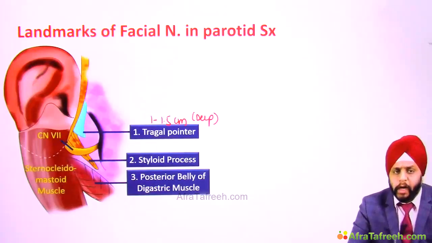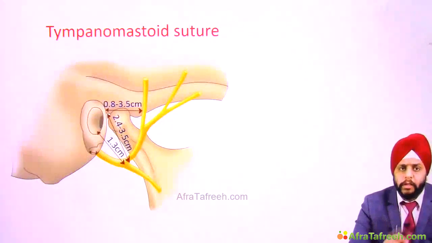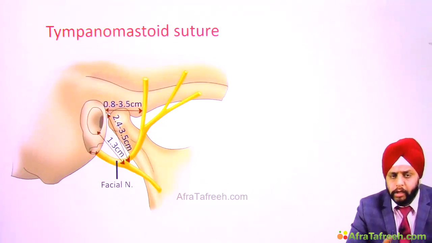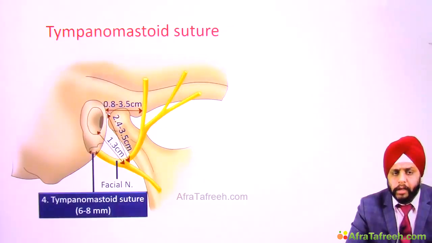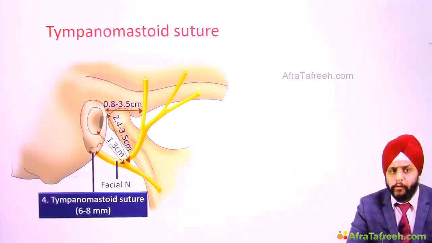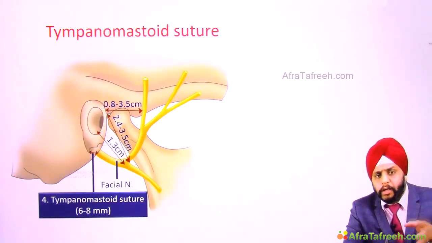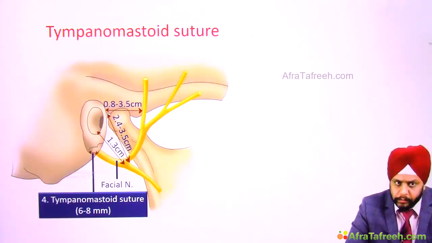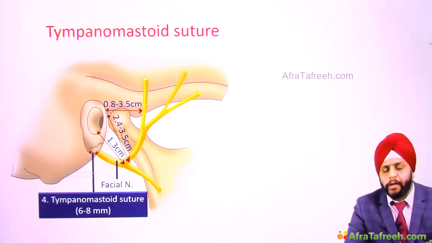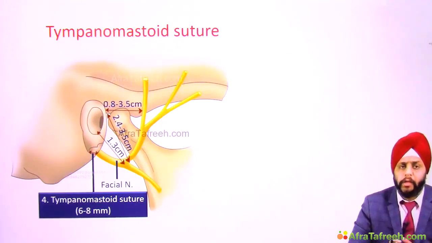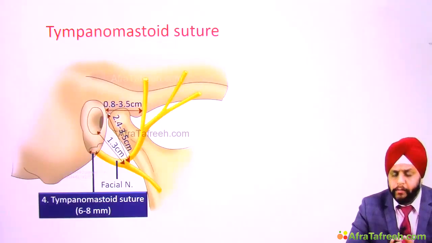We use some more landmarks. Number 4, that's the most reliable landmark for us. That is the tympanomastoid suture. Okay. So you see this is the facial nerve, and the facial nerve comes out of the stylomastoid foramen, and this is approximately 6 to 8 millimeter anterior to the tympanomastoid suture. Okay, this is a bony landmark, it's a fixed landmark. That's why I'm saying it is one of the most reliable landmarks that we have to identify the facial nerve.